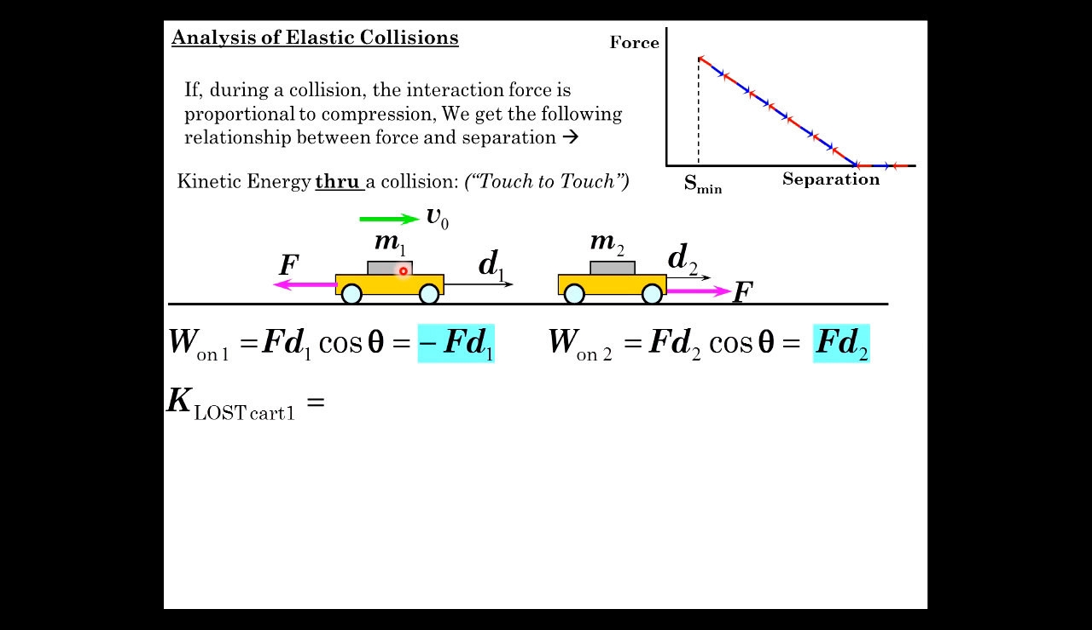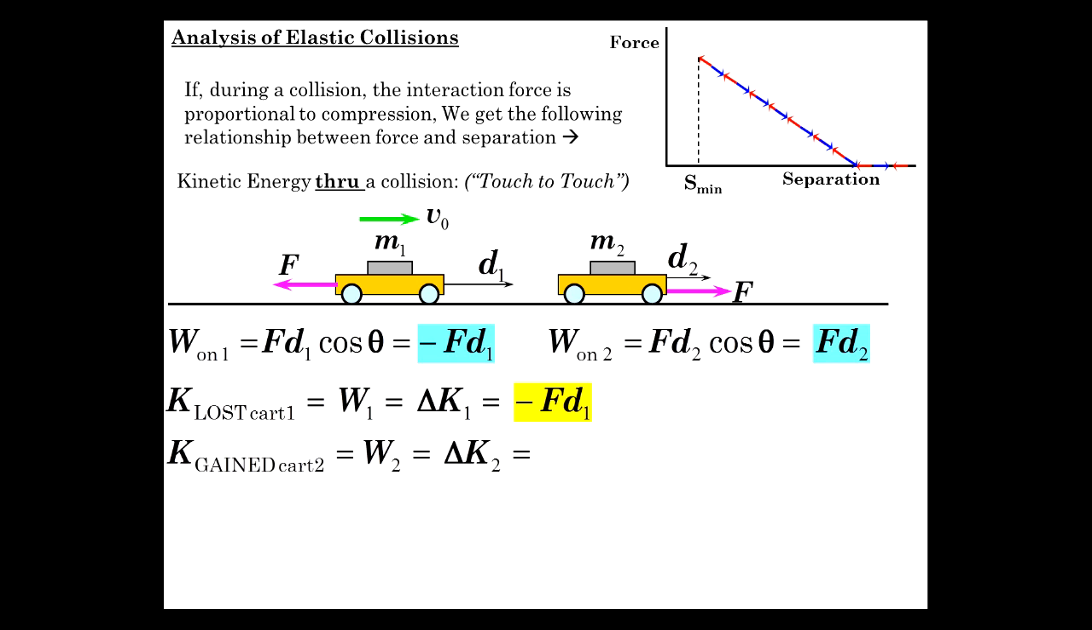So M1 lost kinetic energy, while M2 gained it. The kinetic energy lost by cart 1 is simply the negative work done on cart 1. So delta K1 is minus F d1. Likewise, the kinetic energy gained by cart 2 is the positive work done on cart 2. So delta K2 is F d2.